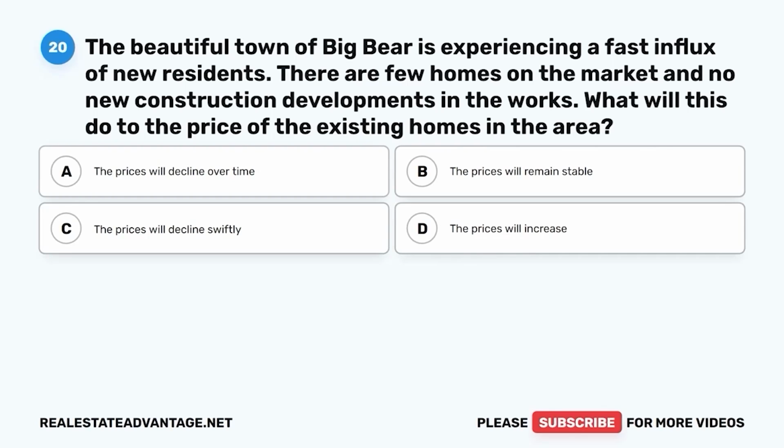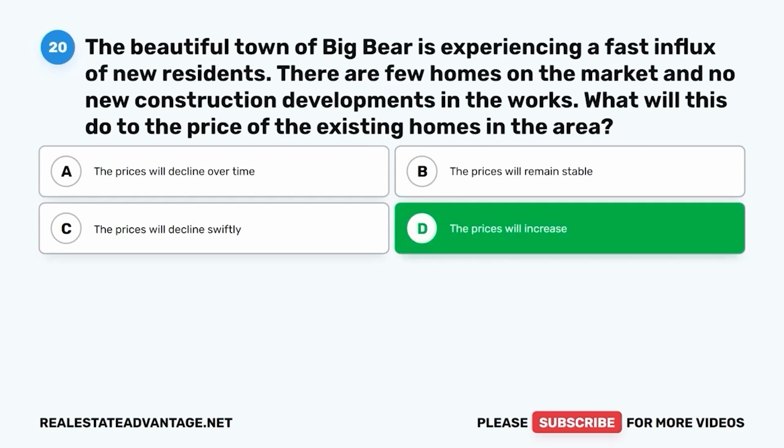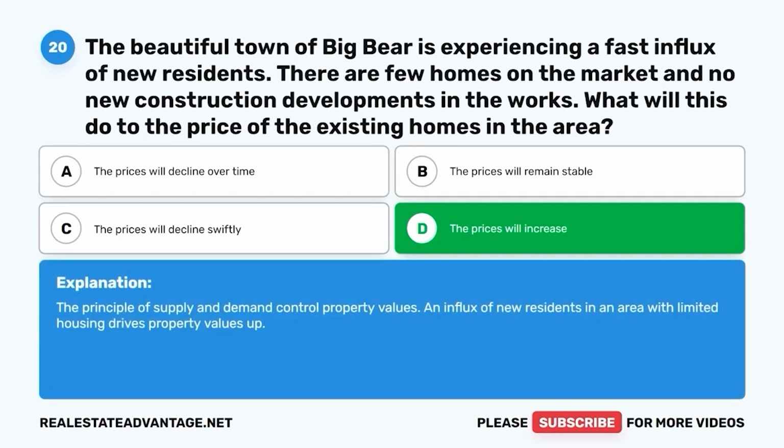A. The prices will decline over time. B. The prices will remain stable. C. The prices will decline swiftly. D. The prices will increase. The correct answer is D. The prices will increase. The principle of supply and demand controls property values. An influx of new residents in an area with limited housing drives property values up.